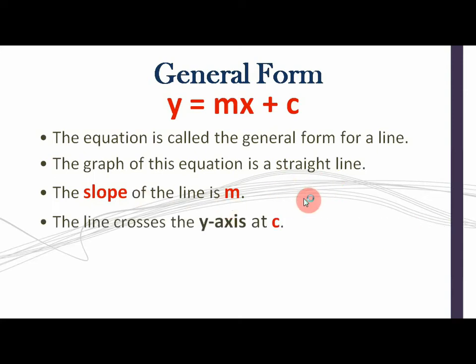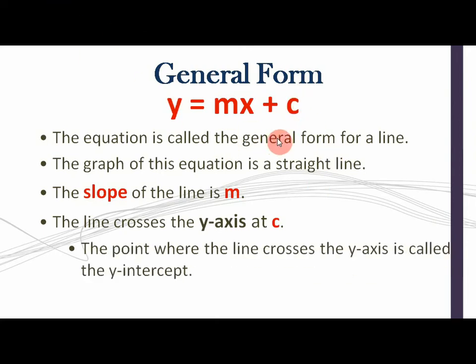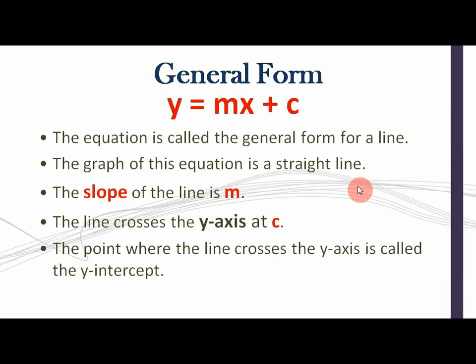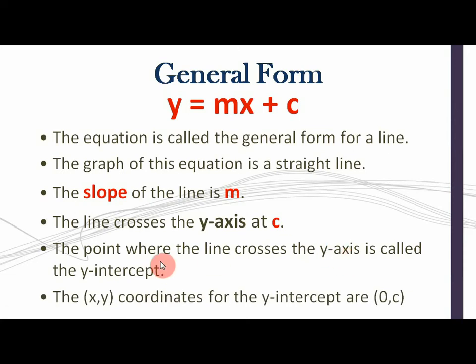Next is the y-intercept. The y-intercept is the point where the line cuts or crosses the y-axis. With x and y as the coordinates, the y-intercept point is (0, c).